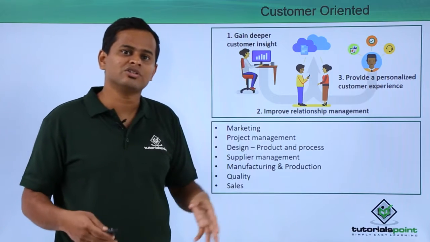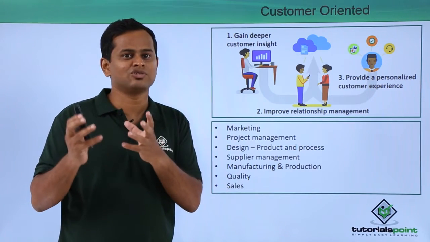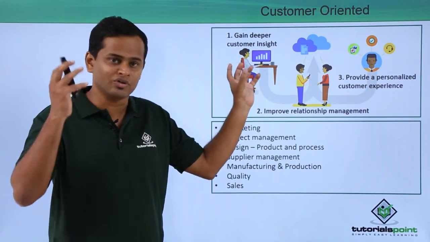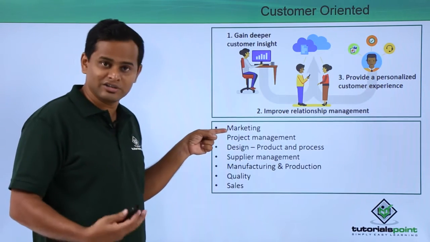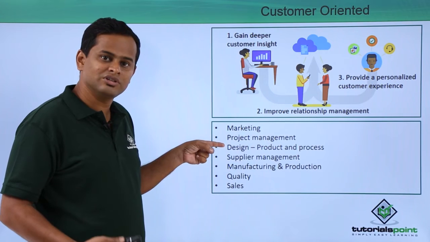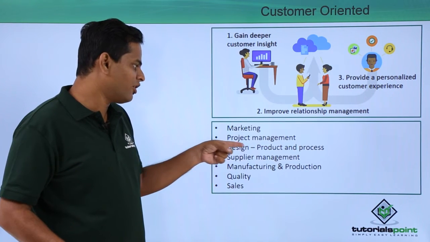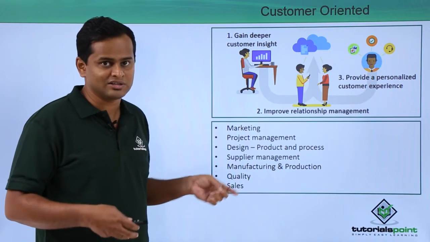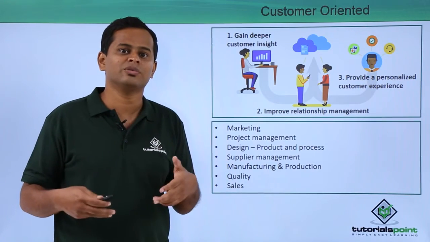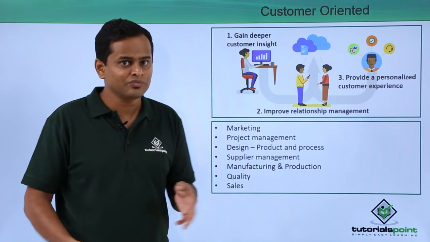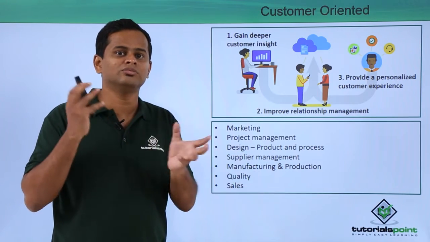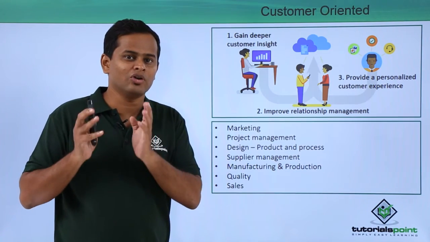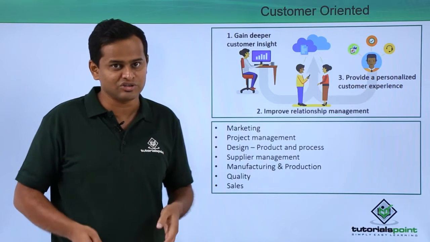In the customer oriented operations, the complete operation will be designed in such a way that the customer would be in the focus and the orientation would be done from the customer point of view. We can see certain examples like marketing management, project management, design of product and process, supplier management, manufacturing and production, quality, sales. All these processes are going to be dealt with in detail in the coming videos. These are predominantly oriented from the customer point of view. So when we do major activities, this would be more or less in line with the customer expectations.